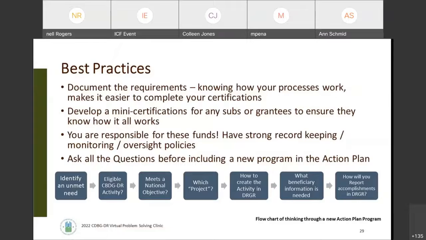So going through that list backwards best informs you to sort of start at the beginning and say, I've got an unmet needs assessment. It identified this housing need. I'm going to develop a program, and now I'm going to walk forward through each of these decision questions to make sure that before I publish my action plan for public comment, I'm presenting a program concept that complies with the HUD requirements.